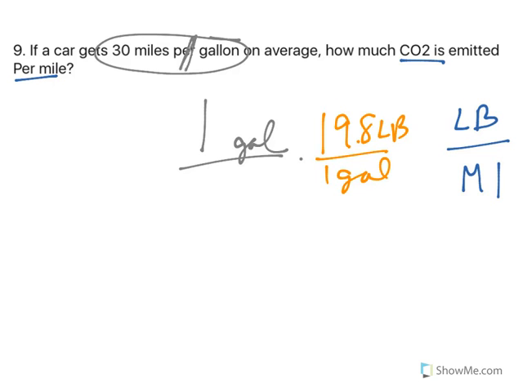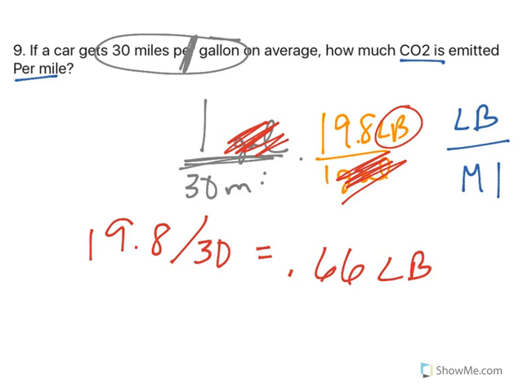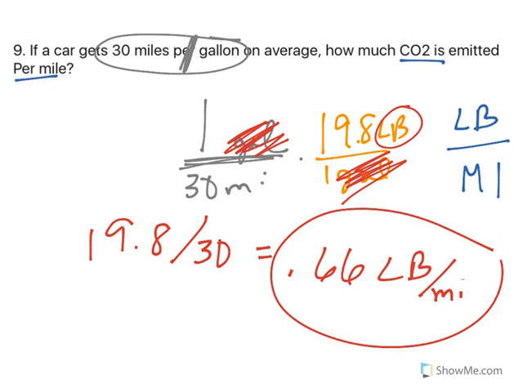So per gallon is where the division bar. So bar, 1 gallon, that means 30 miles is going to go on the bottom. Well, when my gallons go away, look at my labels. Pounds on the top, miles on the bottom. That's exactly what I want. So I'm going to take my 19.8 on top divided by 30 and get 0.66 pounds per mile. And that is carbon dioxide with gasoline.